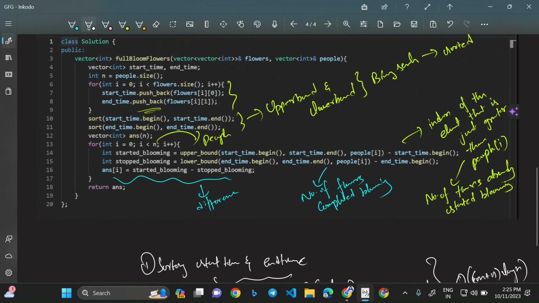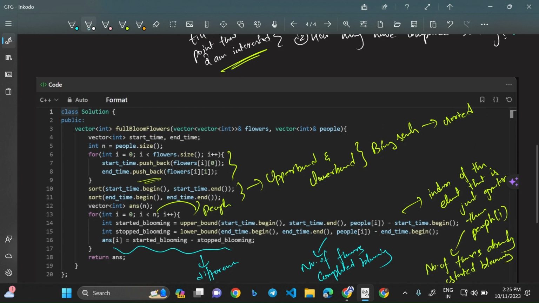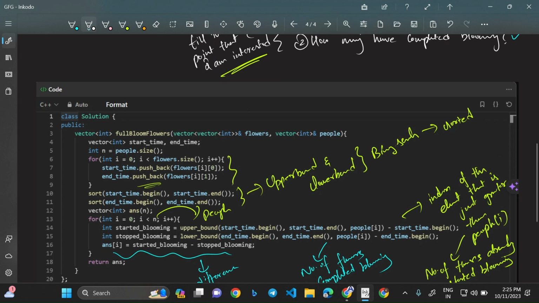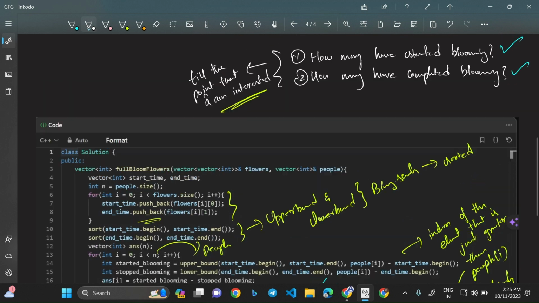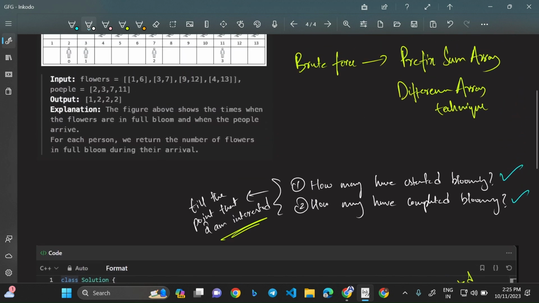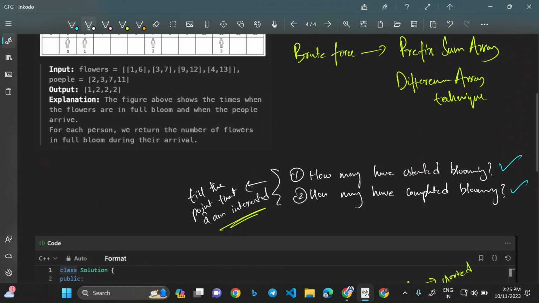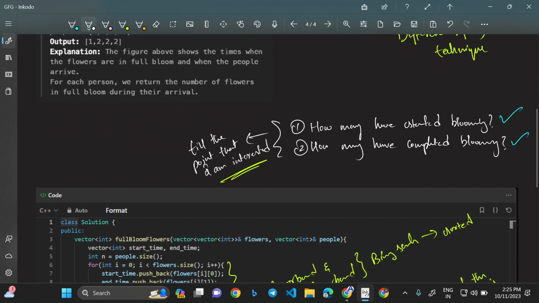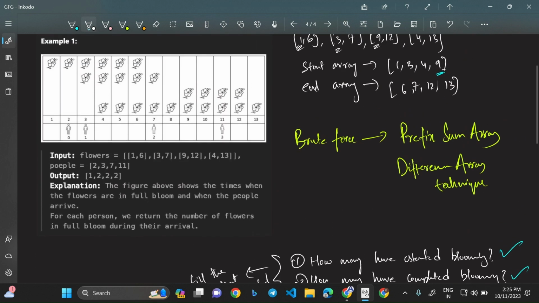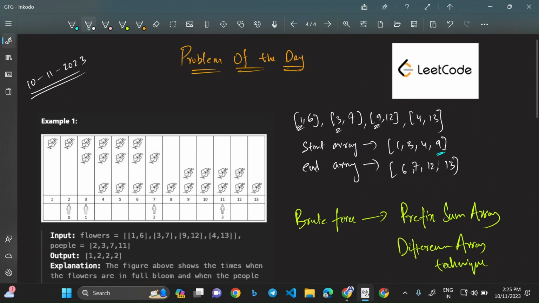I hope you people understood what we are trying to do. It's a very good binary search question. We are using the concepts of upper bound and lower bound, which are very, very important. And basic common sense is what we are using here in terms of coding. How many have started blooming and how many have completed blooming: if we just subtract these, we get the number of flowers that are still in the blooming stage. That's a pretty obvious thing that we are using here.